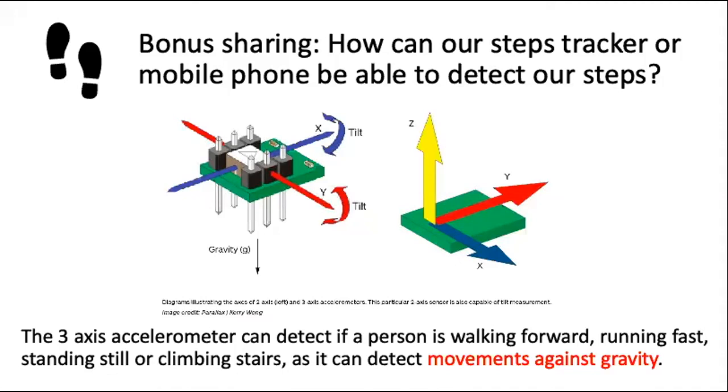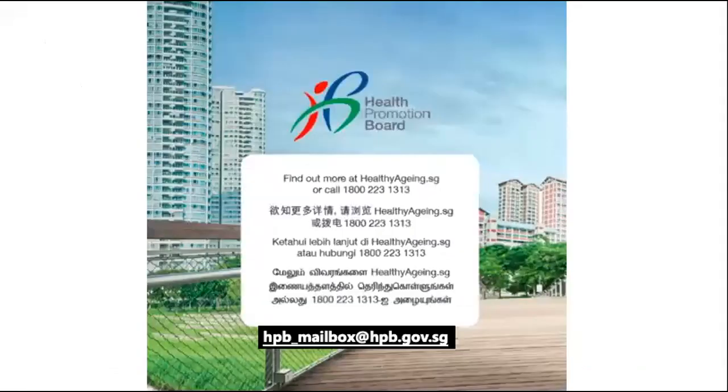So that's about it for today's session. Just in case, if you have any questions for healthyaging.sg or any questions for the challenge, because today we are sharing Healthy 365 and the challenges on behalf of HPB, and if you have any questions that we are not able to answer for you today, you can also contact this number, 1-800-223-1313, or you can send an email to this address, hpb_mailbox@hpb.gov.sg, and they will look into your queries as well.